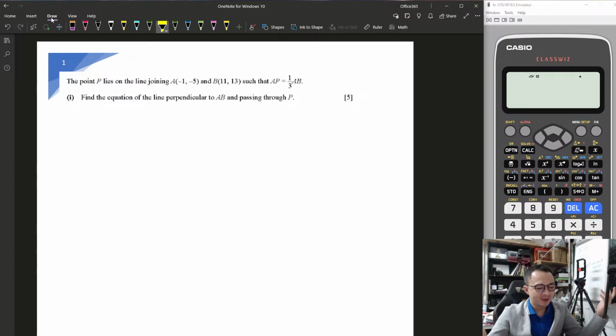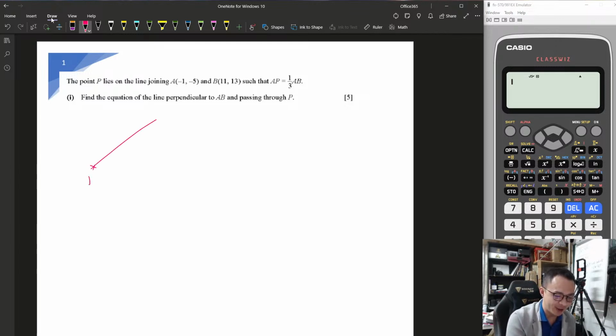The question says the point P lies on the line joining two points A and B, such that AP equals 1 over 3 of AB. Obviously we need to find the coordinate of P first, and then we can find the equation of the line perpendicular to AB and passing through the point P. You can use the ratio formula, or you can use similar triangles to find the point P. Either way will do.